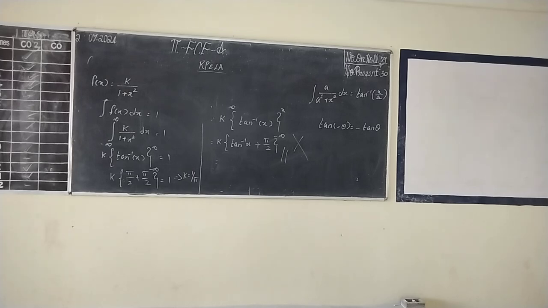Capital F of x is equal to 1 by pi into tan inverse of x plus pi by 2. That should be your last step by replacing K. Here, any doubt? Will you ever forget the unknown value? If you forget, you will not get marks, because without knowing K, you can't solve the other steps. So automatically the marks will be reduced for that.